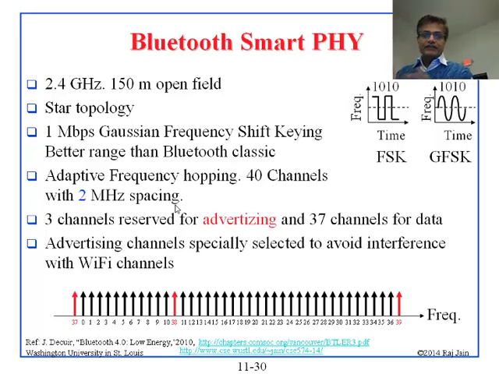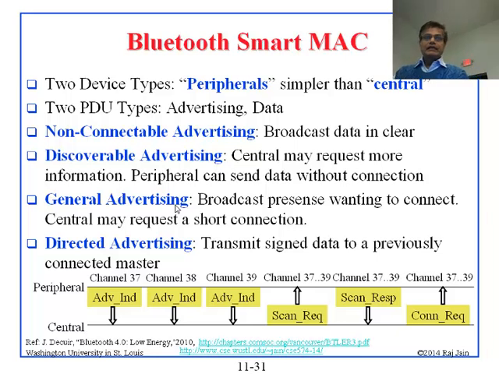So this is the PHY difference. The PHY difference is mainly that instead of 1 megahertz, they have 2 megahertz, and then they have 3 advertising channels. The MAC, they have a similar simplification, or you want to call it, is that you could just advertise.